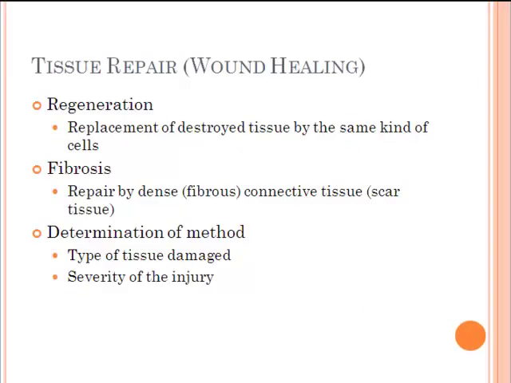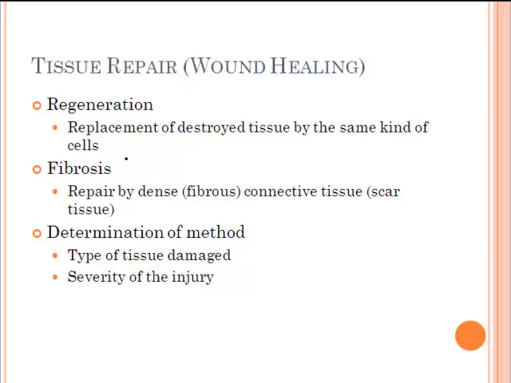Last of all, I want to mention tissue repair or wound healing. Luckily, our body is very good at regenerating tissue when it's wounded or hurt in some way. But there are two possibilities here. One is called regeneration, when the tissue that is hurt is replaced by that same type of tissue. So if you were to cut your skin, the skin would heal. But in the case of fibrosis, instead of the same tissue being replaced, we get scar tissue, connective tissue, in its place.